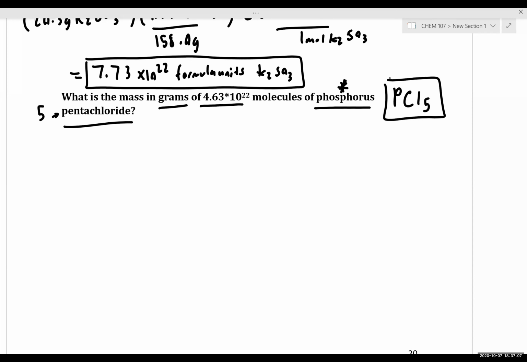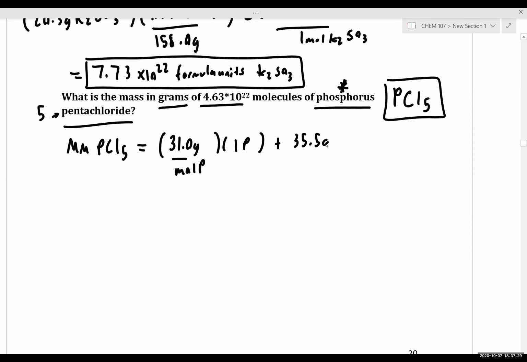Okay, so let's discuss this example. So first things first, given the formula, let's calculate the molar mass of phosphorus pentachloride. We know that phosphorus has a mass of 31 gram per mole, and we have 1 phosphorus atom. Chlorine has a mass of 35.5 gram per mole, and we have 5 chlorine atoms. Punching that into our calculator, we have 31 plus 35.5 times 5, and that gives us a molar mass of 208.5 grams per mole of phosphorus pentachloride.